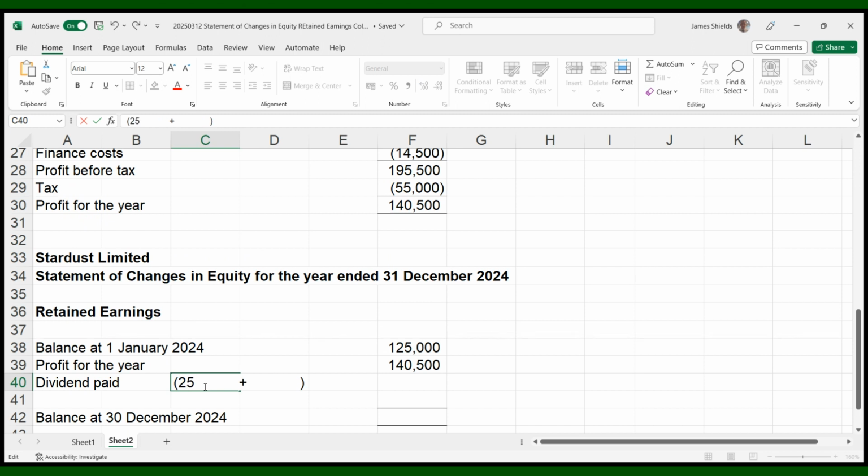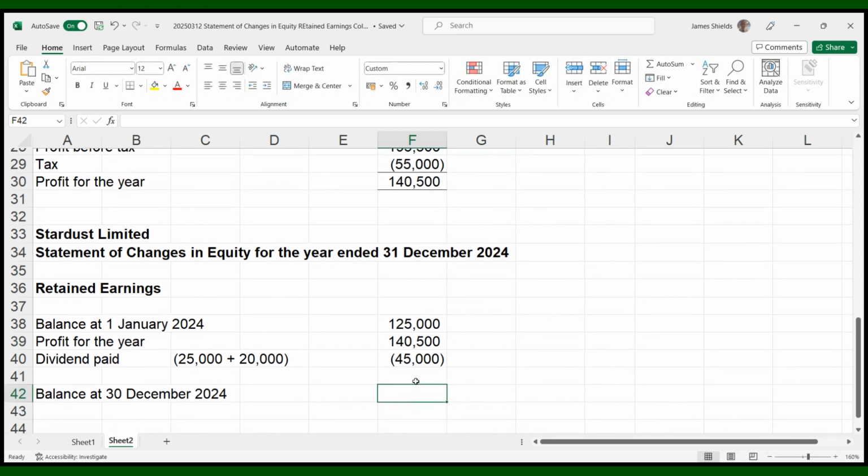So we've got the £25,000, then plus the £20,000. And that would give us a total of £45,000. So we're paying this out of our profits, so it's going to reduce our retained earnings, so it's going to be minus £45,000. And then the balance at the 31st of December 2024.